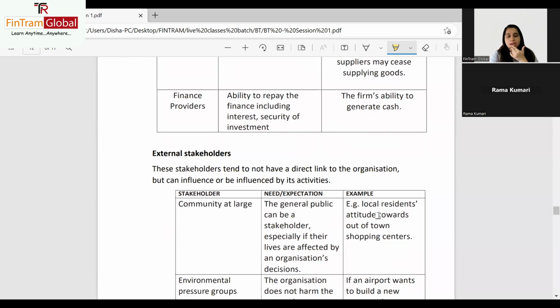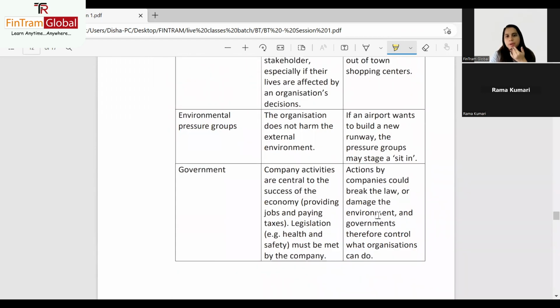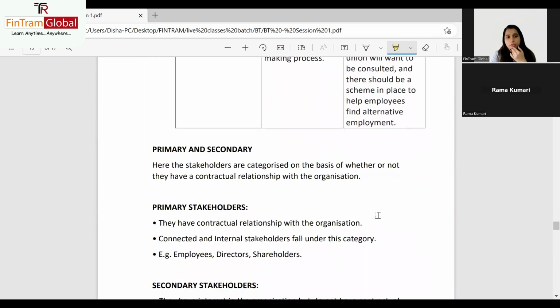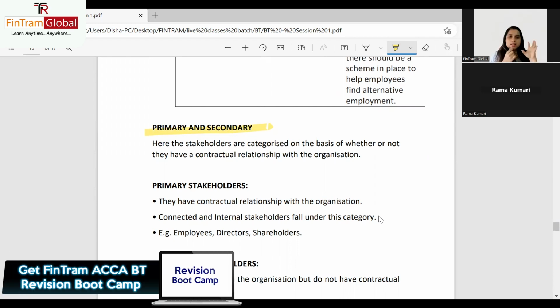And like I said, with external stakeholders you would not have a direct link, but they can either influence or be influenced. Like I gave the example of a pressure group, like an environmental pressure group. They can definitely influence. And trade unions are there, of course. Then primary and secondary stakeholders. So we have put stakeholders into 3 categories. From these 3 categories, now we'll put them into these 2 categories.